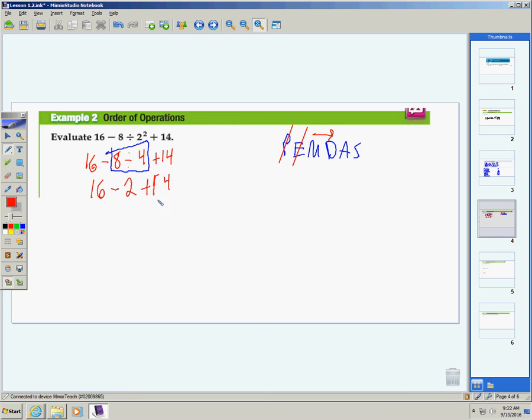I've done my multiplication and my division. Now I just do addition and subtraction. I'm okay if you do addition and subtraction all in one step. 16 minus 2 is 14 plus 14 gives me 28. Once you get down to addition and subtraction, you can do that all in one step if you want to. If you didn't want to, if we would have just done this left to right, according to PEMDAS, we would have done 16 minus 2 and gotten 14 plus 14 and gotten 28. And notice your answer is the same either way you do that problem.